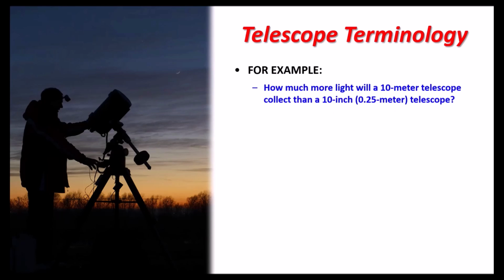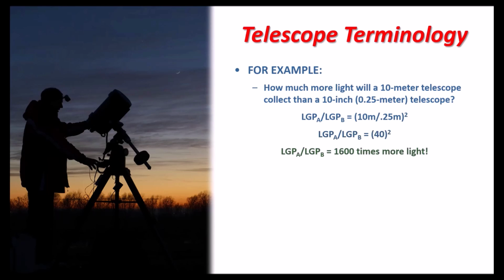So let's compare these. Of course, the units have to be the same. That's why I show you the aperture of a 10-inch in meters. It's 1/4 of a meter. So we plug that in: 10 meters divided by 1/4 of a meter, or 0.25 meters. Basically, the 4 from the 1/4 comes to the top. So it's 4 times 10, which is 40. 40 squared is 1,600. So a 10-meter telescope collects 1,600 times more light than a 10-inch telescope.